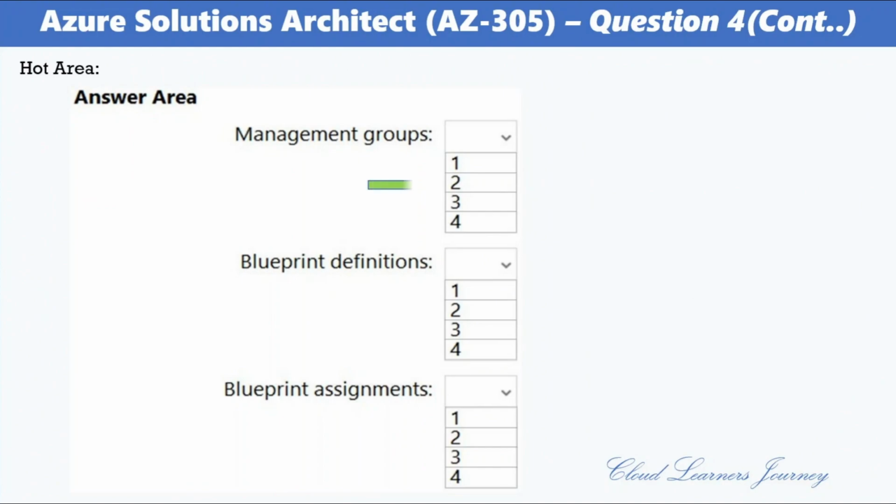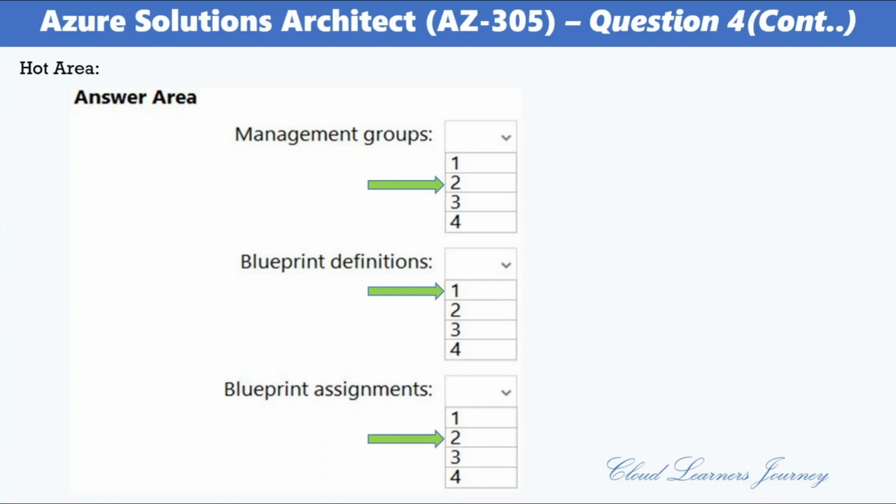For management groups, it's 2. One management group for each AD tenant. Azure management groups provide a level of scope above subscription. All subscriptions within a management group automatically inherit the conditions applied to the management group. For blueprint definitions, it's 1. One single blueprint definition can be assigned to different existing management groups or subscription.